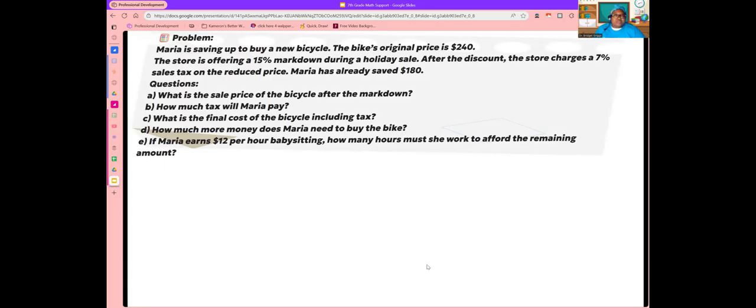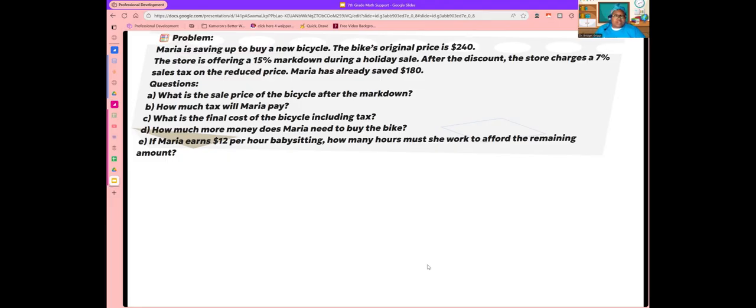Maria is saving up to buy a new bicycle. The bike's original price is $240. The store is offering a 15% markdown during a holiday sale. After the discount, the store charges a 7% sales tax on the reduced price. Maria has already saved $180. So we will be addressing 5 different questions.